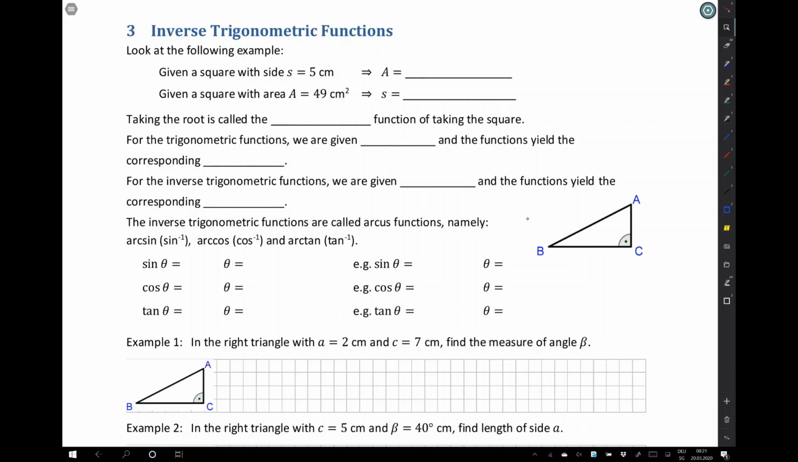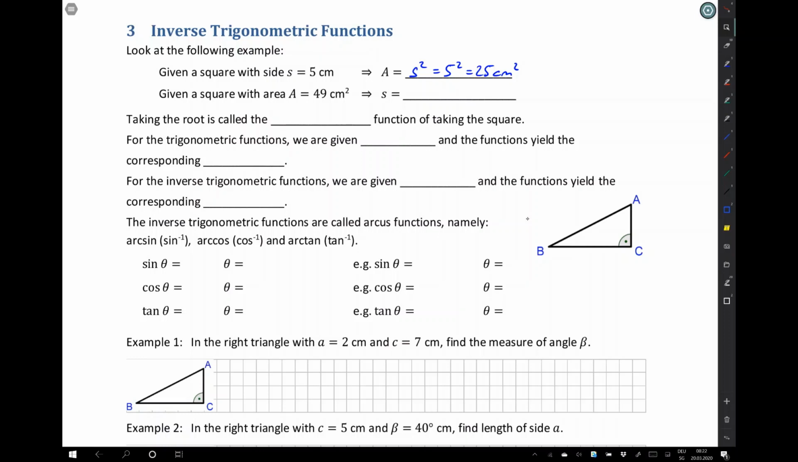In this chapter, we're going to look at inverse trigonometric functions. In order to get an idea what it is about, let us look at a completely different example. We're given a square with side length s is 5 centimeters and we want to find its area. To find the area, we have to take the square of the side length and we get 25 centimeters squared.